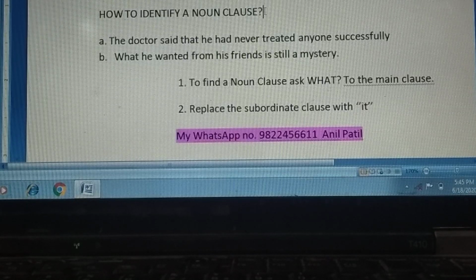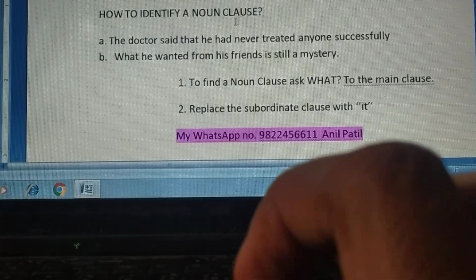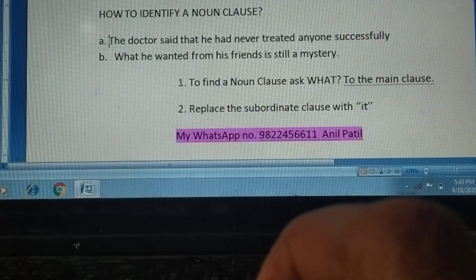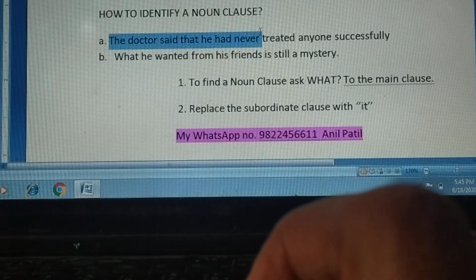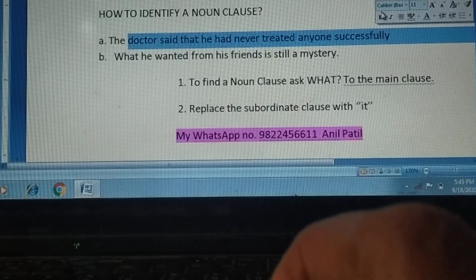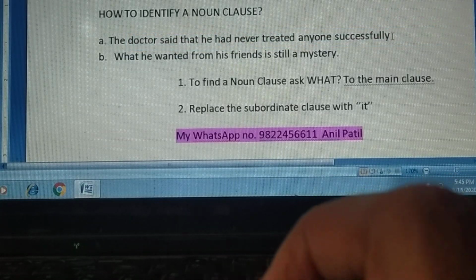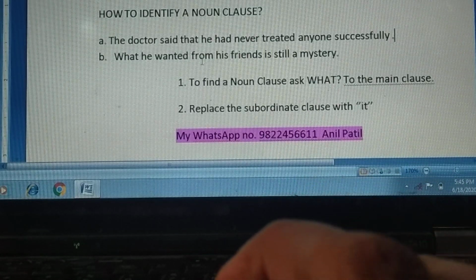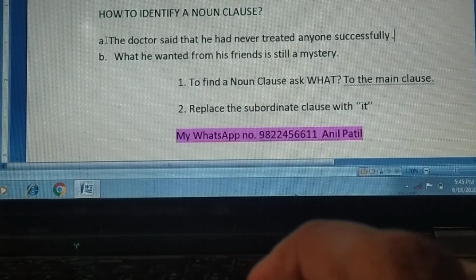Now let's see the first sentence. You can see here, the doctor said that he had never treated anyone successfully. Very excellent doctor. The doctor said that.